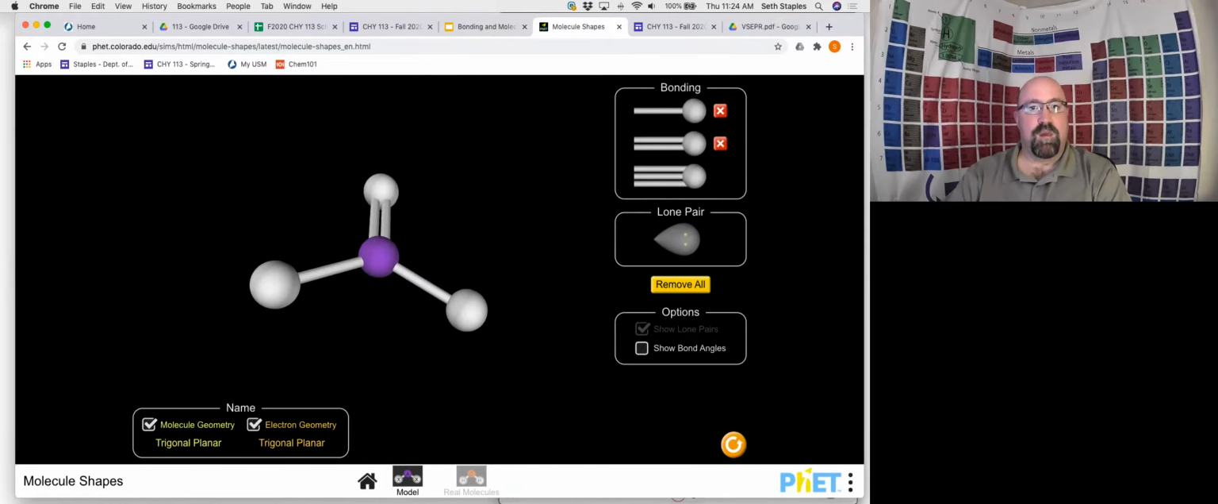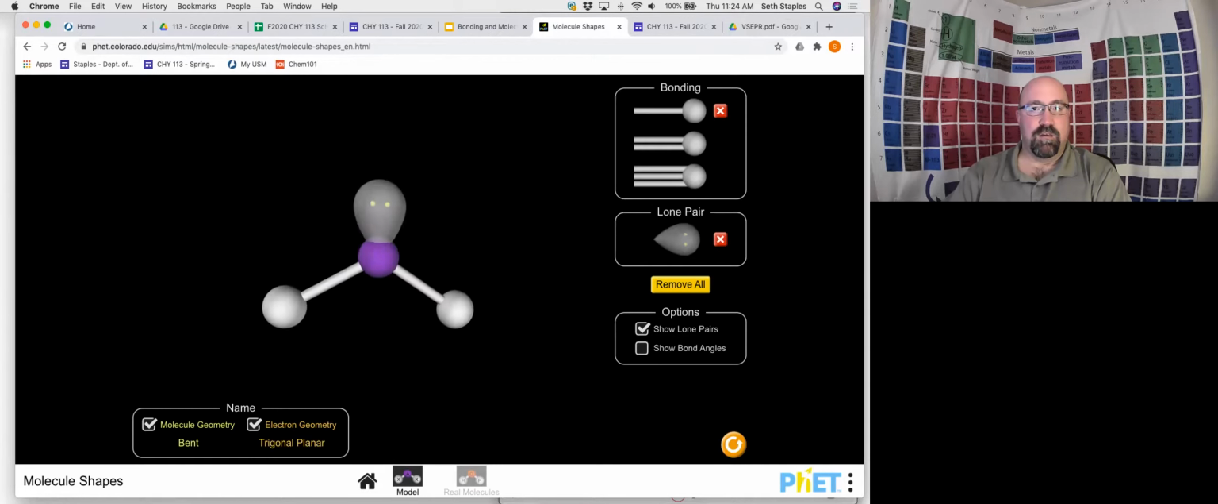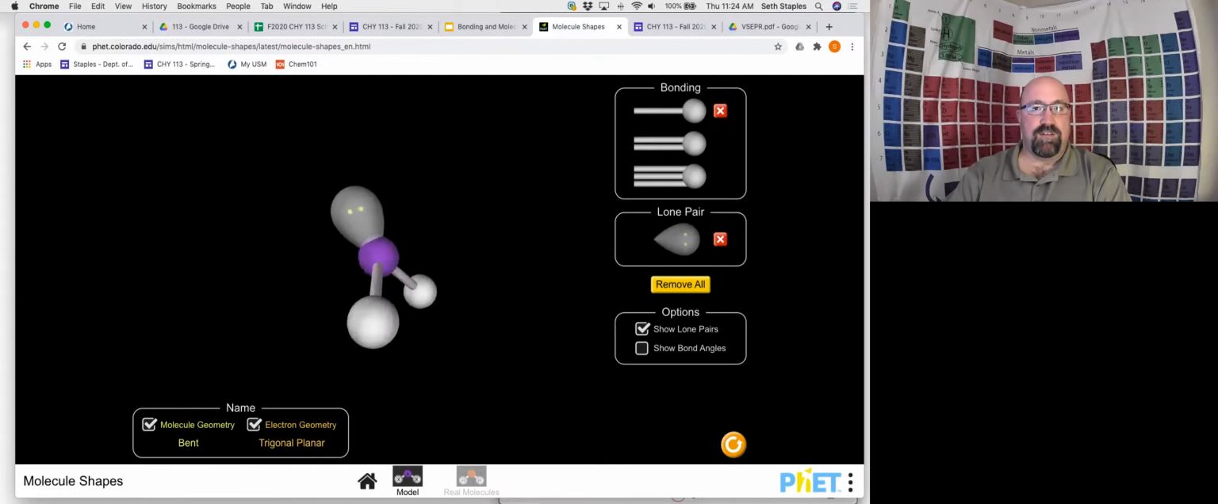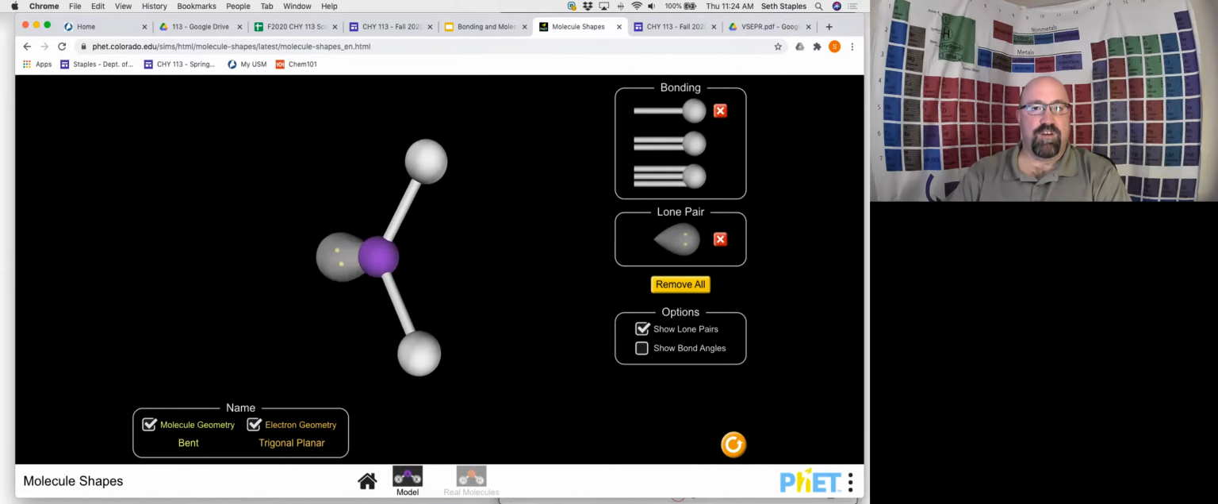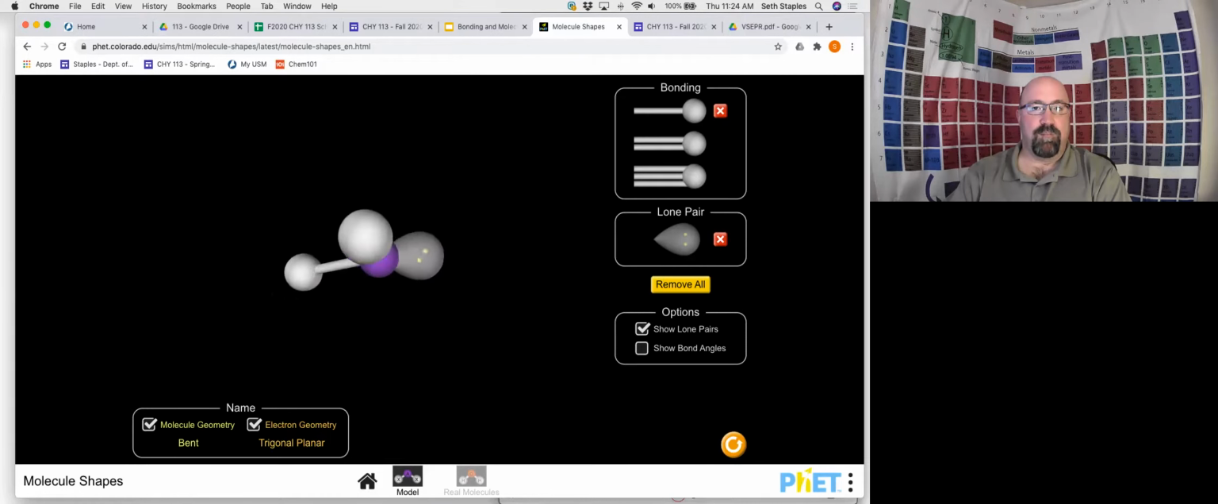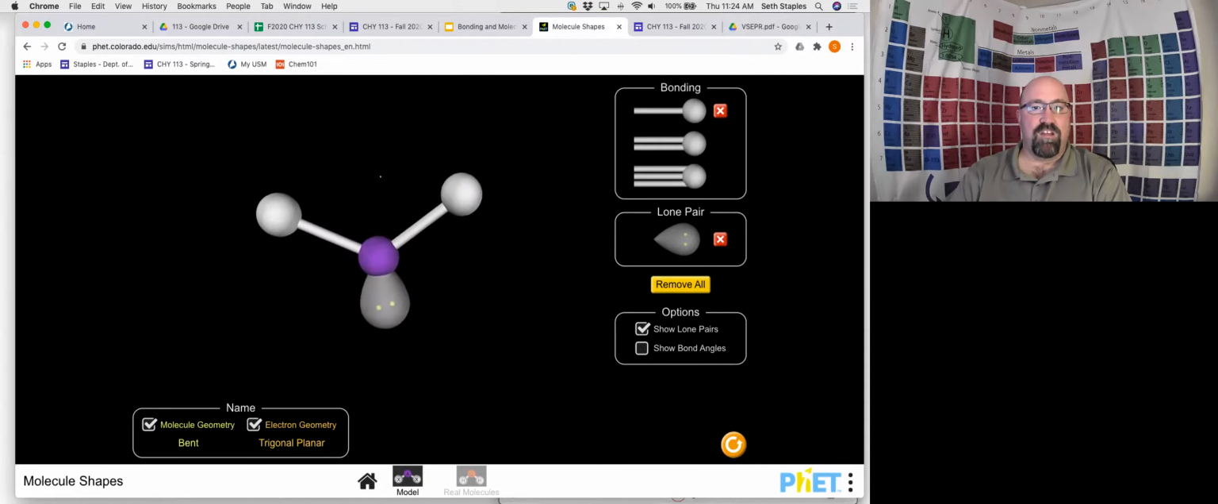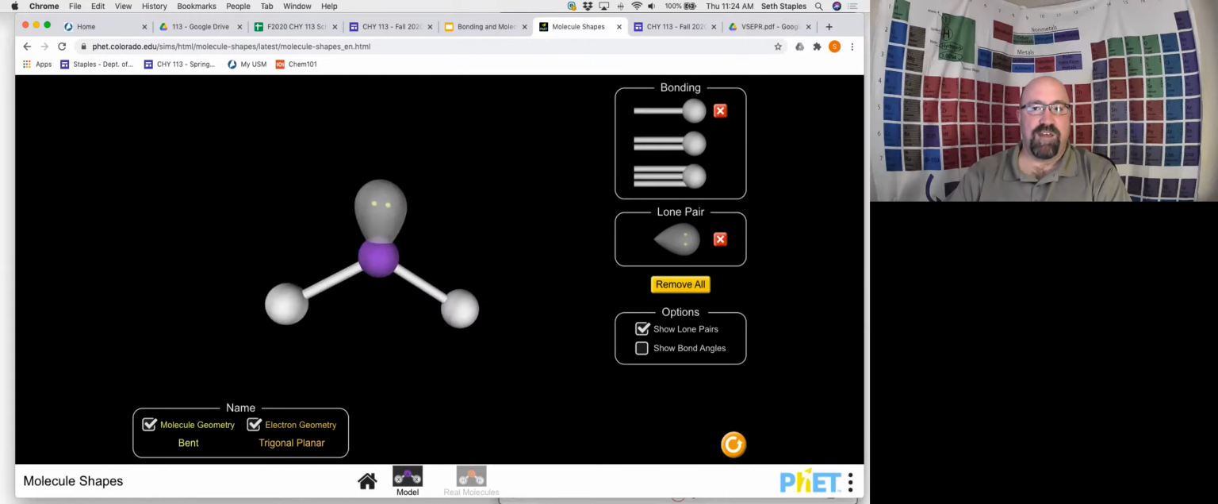Now, however, if we remove our double bond and add a lone pair on instead. So again, here we can see that our electron geometry is still trigonal planar, all in the same plane, but our molecular geometry, looking at just the atoms themselves, the lone pair is still here. I'm just not going to visualize it. I'm going to take away the visualization, but it's still there. There's our molecular geometry we call bent. So that's how we use this VSEPR chart.